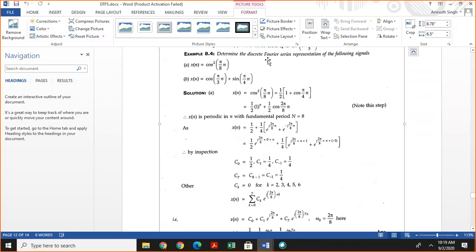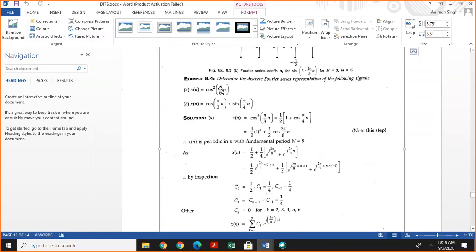Determine the discrete Fourier series representation for the following signals. x of n is equal to cos square pi by 8 n, and the second question is x of n equal to cos pi by 3 n plus sin pi by 4 n.